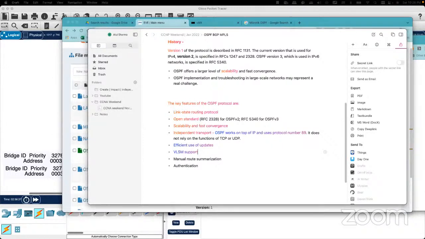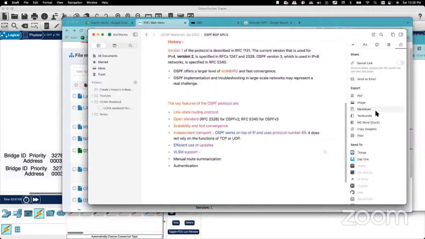Yes. So basically, in simple words, whenever somebody asks you, many people will say OSPF supports VLSM. But can anybody tell me the exact reason how it supports it?